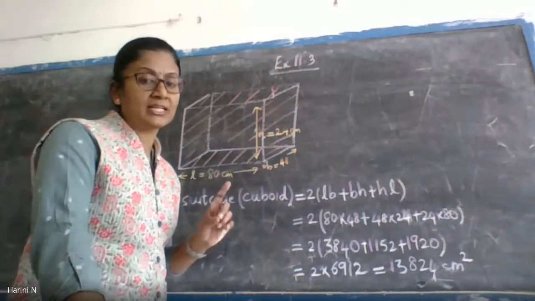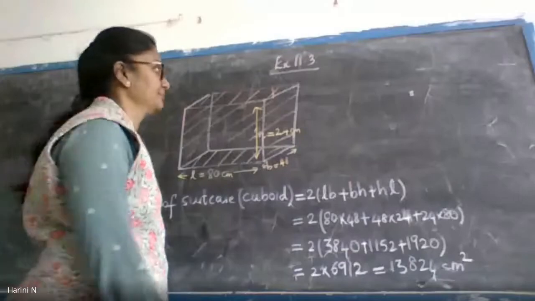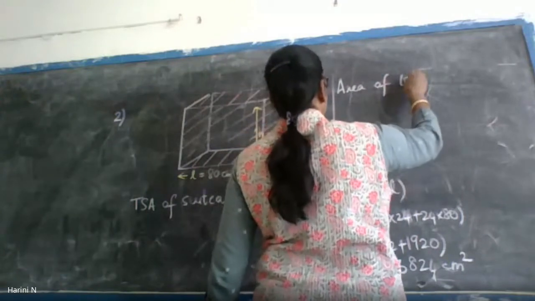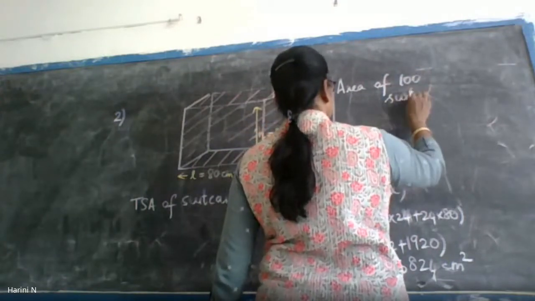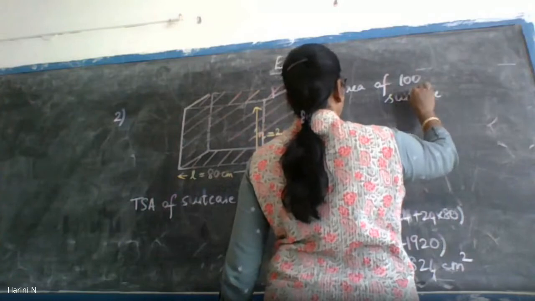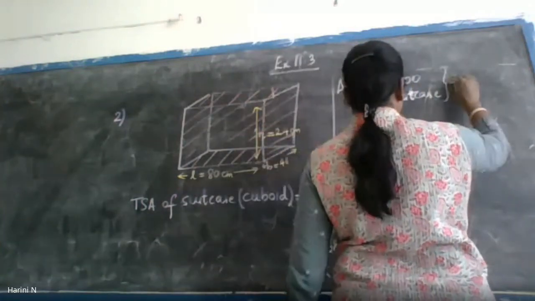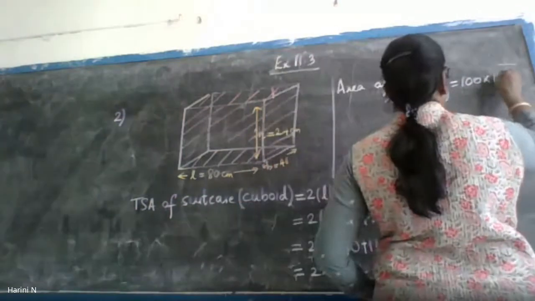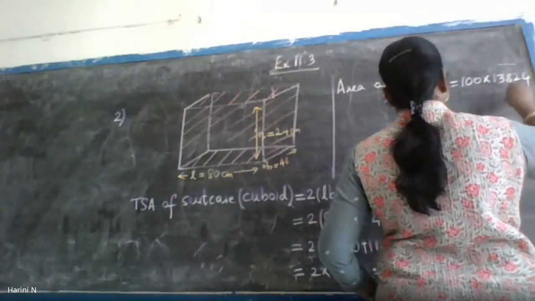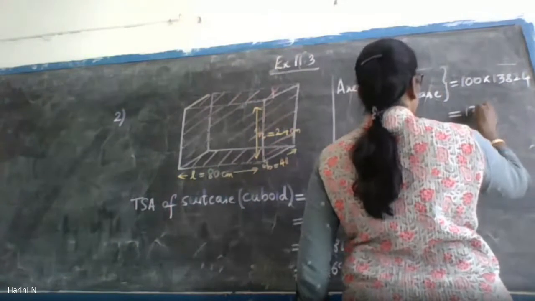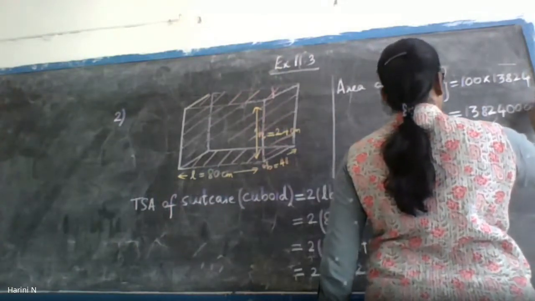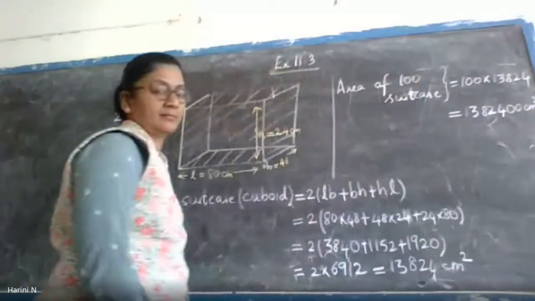Now, how many suitcases do you require to cover? 100. So, area of 100 suitcases. Please continue writing below. I don't have place, so I am writing it here. So that will be 100 multiplied with 13,824. So that will become 13824 followed by 2 zeros. So many centimeter square. Correct?